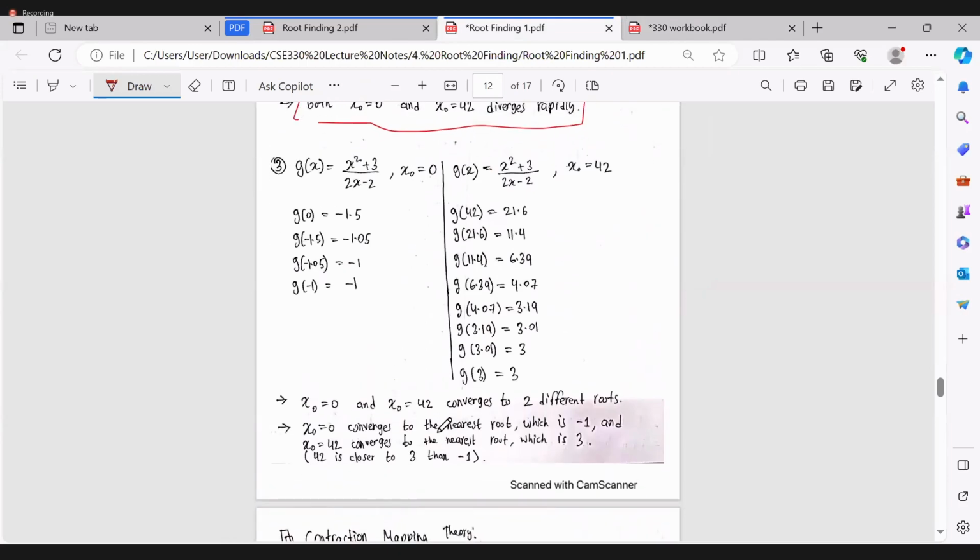The interesting form would be the third form. See, if you start from 0, you have already seen that you have reached -1, which is cool. But if you start from 42, you reach 3. So you can be very surprised.